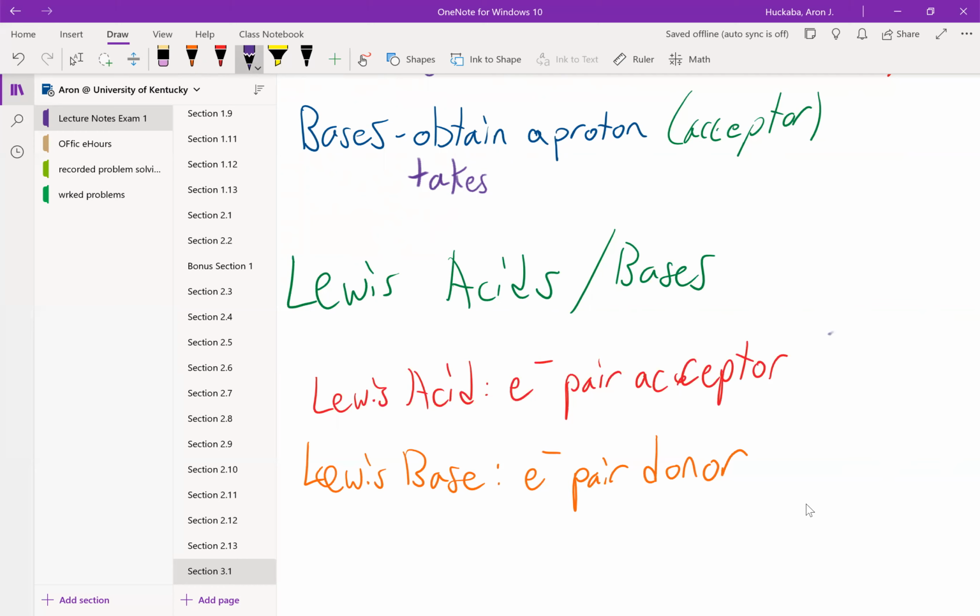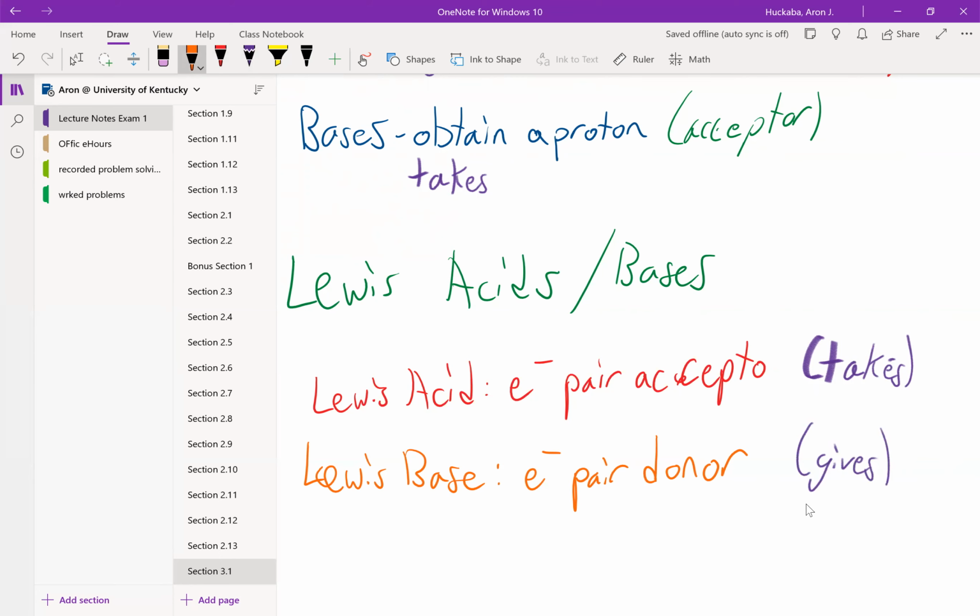Okay. The acid, or the acid in Lewis terms, takes electrons, and the base gives electrons.